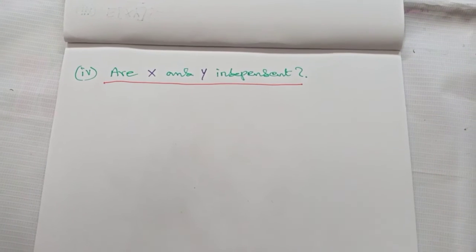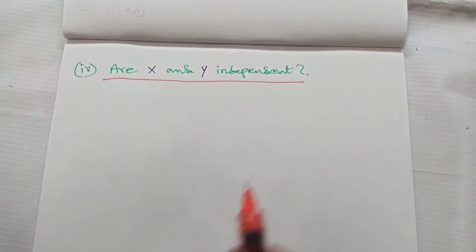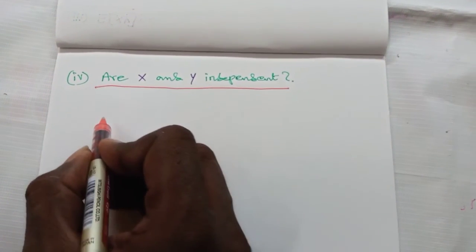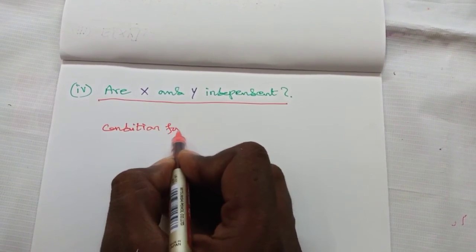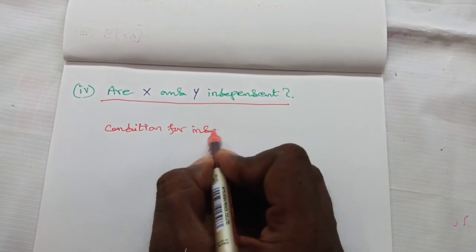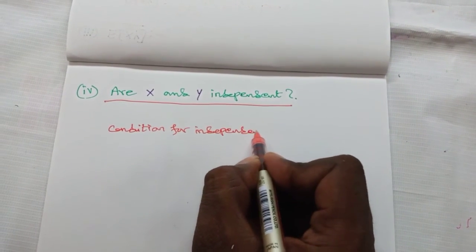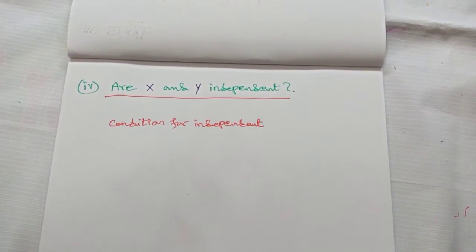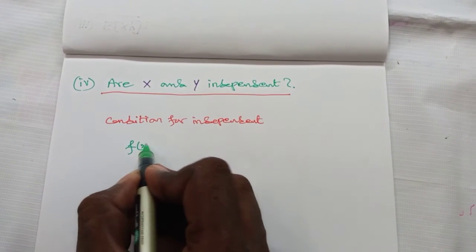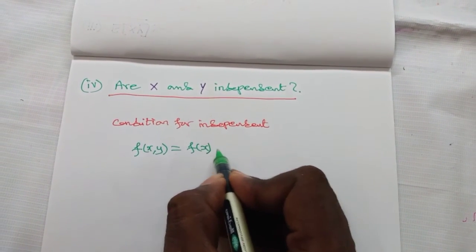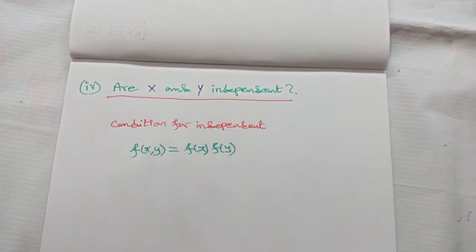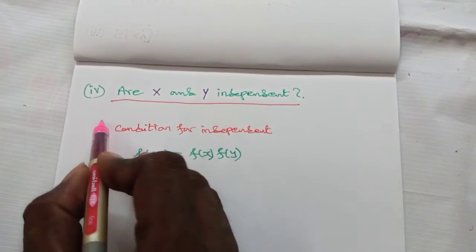So the next question is, are x and y independent? The condition for independence is f of x comma y is equal to f of x into f of y. So this is the condition for independence.